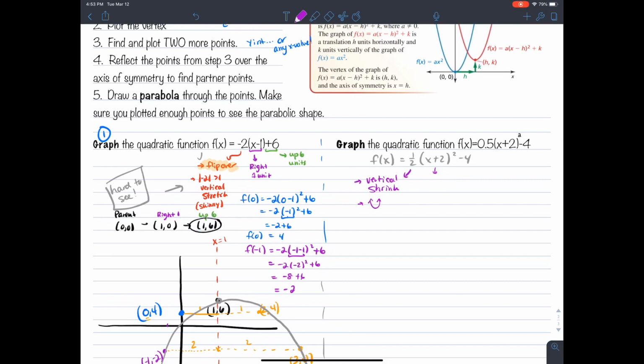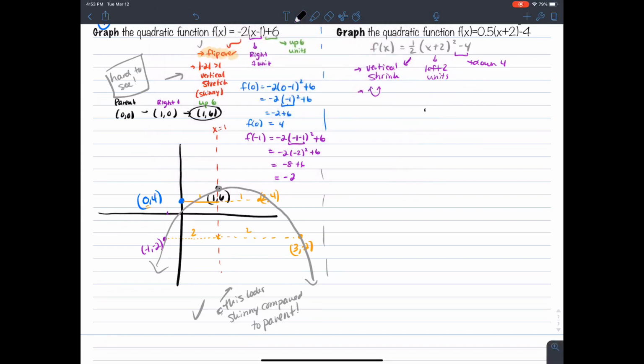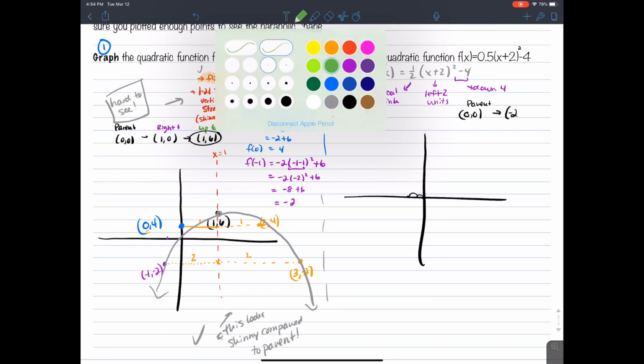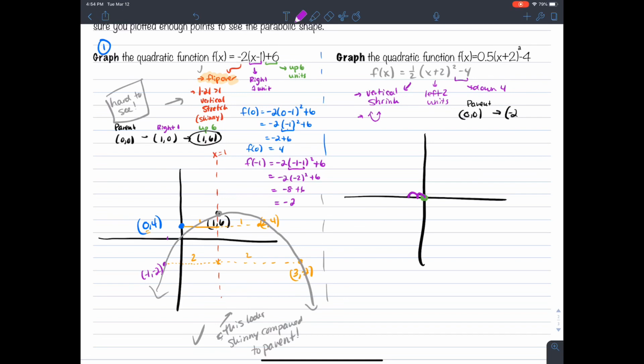When I see a +2, that's actually going to move my vertex to the left 2 units. And as we've seen before, the -4 at the end moves it down 4. So again, I'm just going to make a coordinate plane so I can make my own graph here. If the vertex started at 0, 0, because that's where the parent is, I follow the movement to find the new vertex. So if I went left 2 units, my x value would be -2. I'm not starting at the parent vertex, that's 0, 0. I'm following the movements. So I went left 2 and then down 4. That point right here is -2, -4.